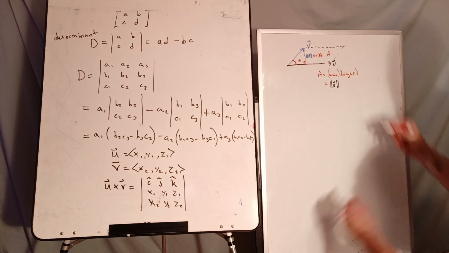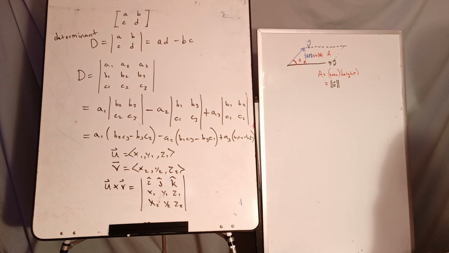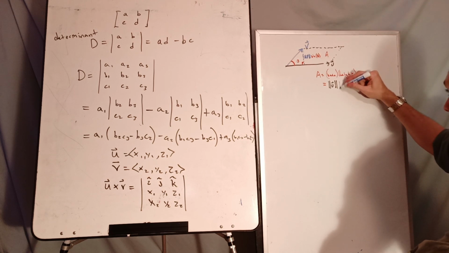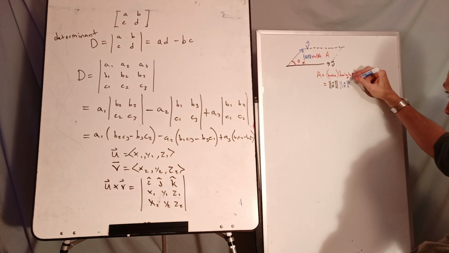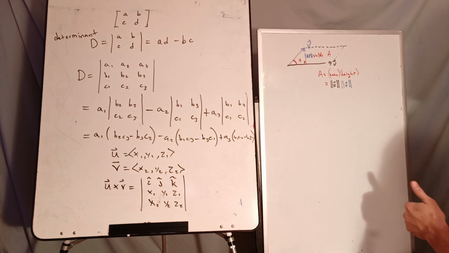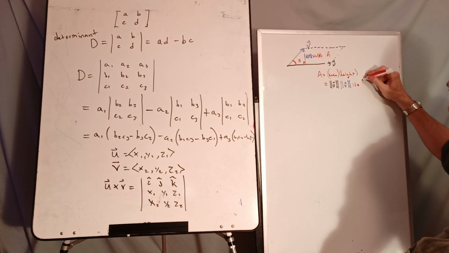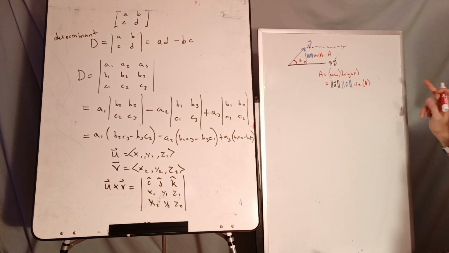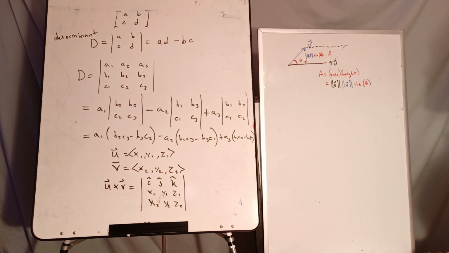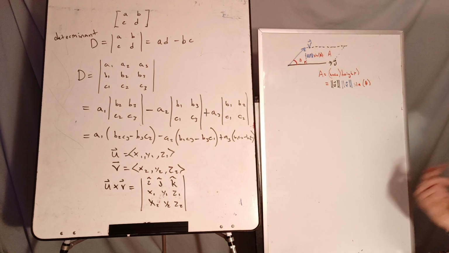And so what do we get here? We get V magnitude times sine of theta. Oh, this is exactly the magnitude of the cross product. So the magnitude of the cross product is the area of the parallelogram formed by the two of them.